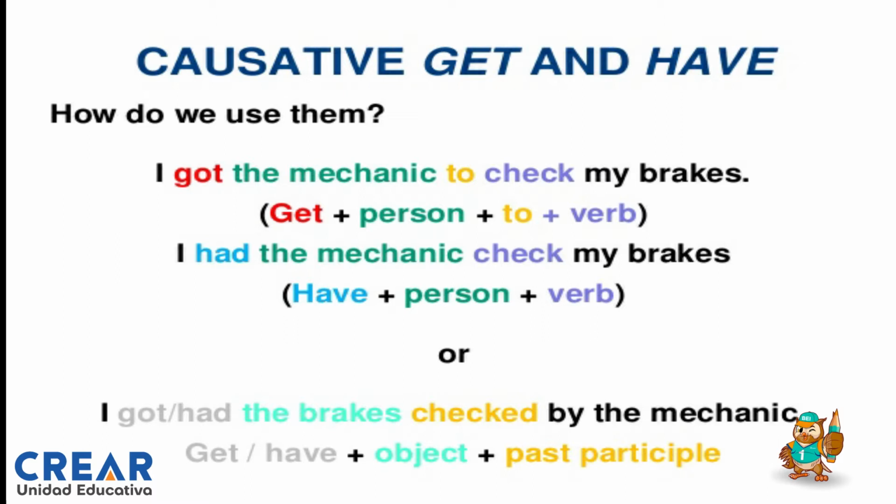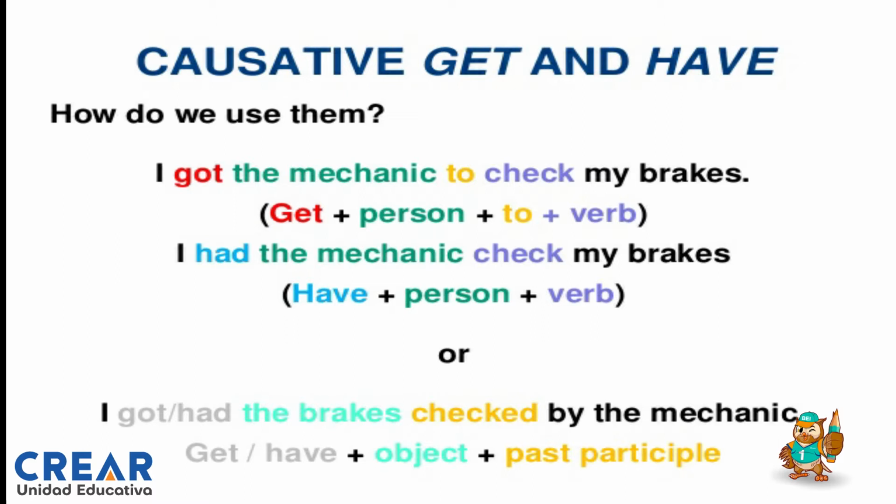Okay, how do we use them? Well, in this case, we have two different options, right? And we have the first one: I got the mechanic to check my brakes. So we have get plus the person plus to plus the verb. And the other one is: I had the mechanic check my brakes. So we have the verb have plus the person plus verb.